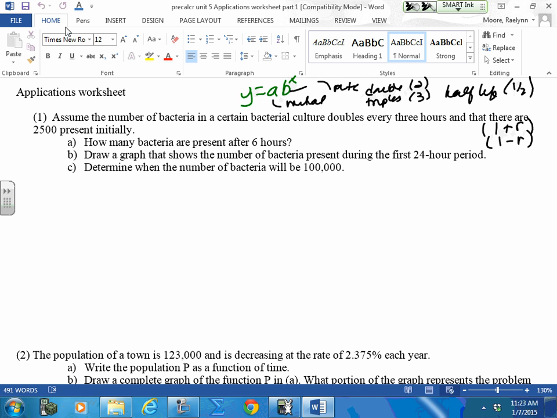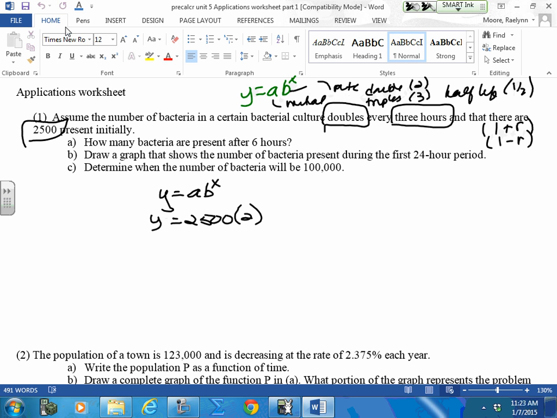So we say, okay, assume your bacteria doubles every 3 hours, and that initially there are 2,500. So let's start. Initially, 2,500. We're doubling. So what's the rate? 2. Okay, we got a y equals. And our time is in hours. But instead of going every hour, what are we doing?